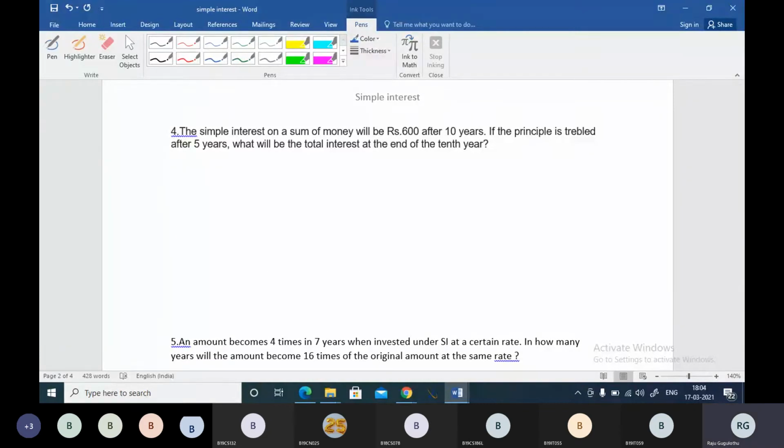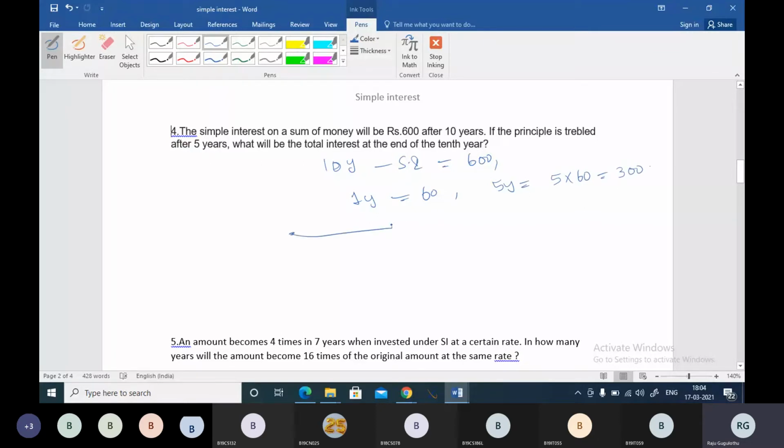Simple interest on a sum of money will be 600 after 10 years. If the principal is tripled after 5 years, then what will be the total interest at the end of the 10th year? So clearly it is given that the simple interest on the sum of money will be 600 after 10 years. So 10 years simple interest will be 600, and 1 year simple interest will be 60 rupees, that is 600 by 10. Similarly, 5 years simple interest will be 5 into 60, that is 300 rupees.